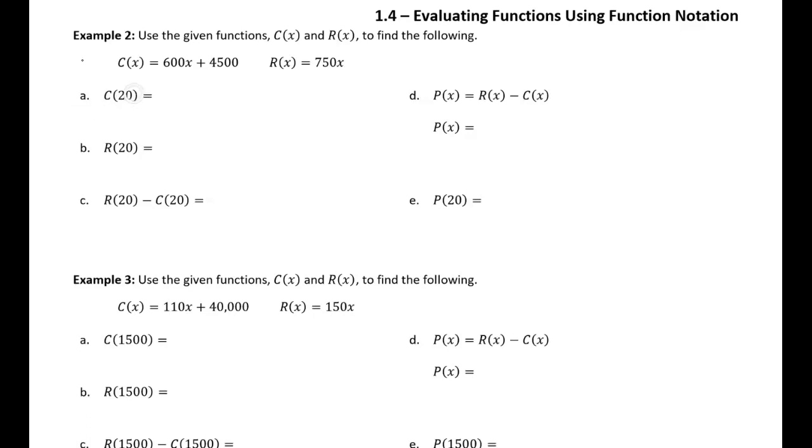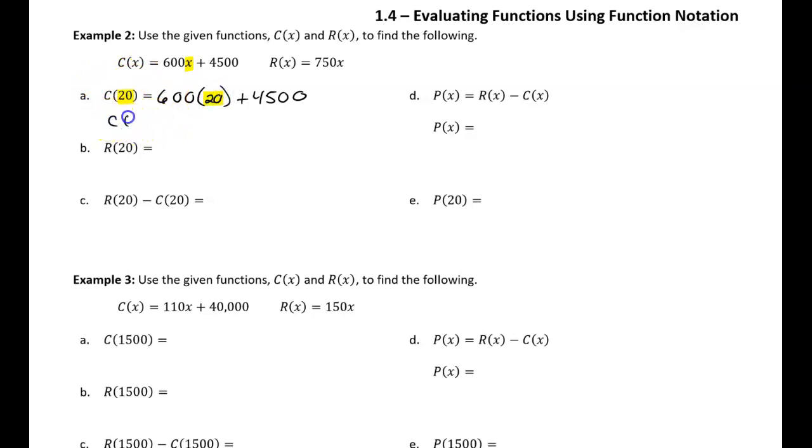And in part A, they're asking us to find C of 20. So I'm using my C function here. My x value, what am I going to plug in? Well, that's 20. So if I start with my skeleton, there's my blank space, because that's where the x was. Plus 4,500. This x is this blank space here. And the problem is telling me to plug in 20 into that space.